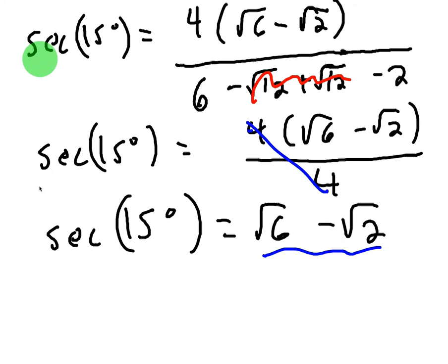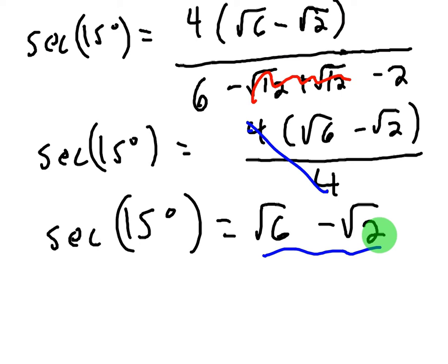Okay, we know that when we multiply the conjugate, the two middle terms cancel. So on the bottom, we're just going to have 6 minus 2, which obviously becomes 4. Now here's what's crazy. There's already a 4 on top, right? So if we end up with 4 on the bottom, we can just cancel those out, and voila. We get secant of 15 is square root of 6 minus square root of 2.